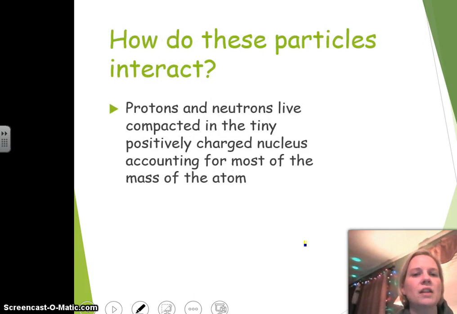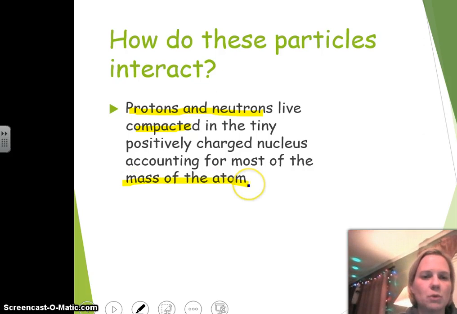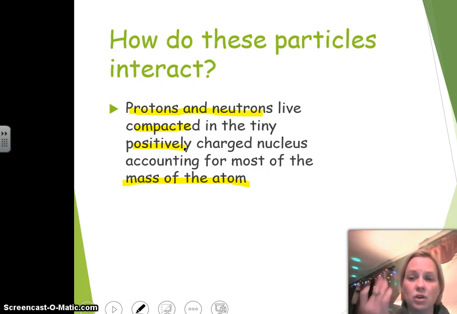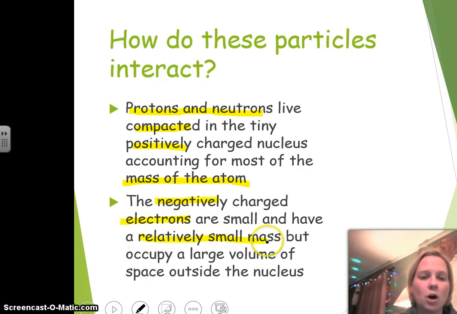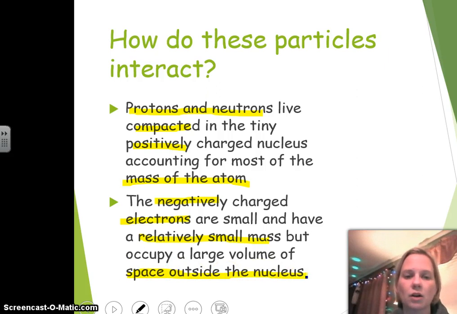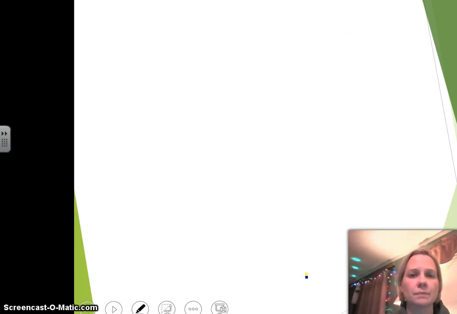All right, so how do they interact? Protons and neutrons are compact. They're living very close together. They take up most of that mass. We're going to have a positive charge in that nucleus because I have a proton, which is positive, and a neutron that has no charge at all, so it's really going to be a positive charge. And then we've got negatively charged electrons. They have small mass but a large amount of space outside of the nucleus. So we have negative, with a large amount of space outside the nucleus.